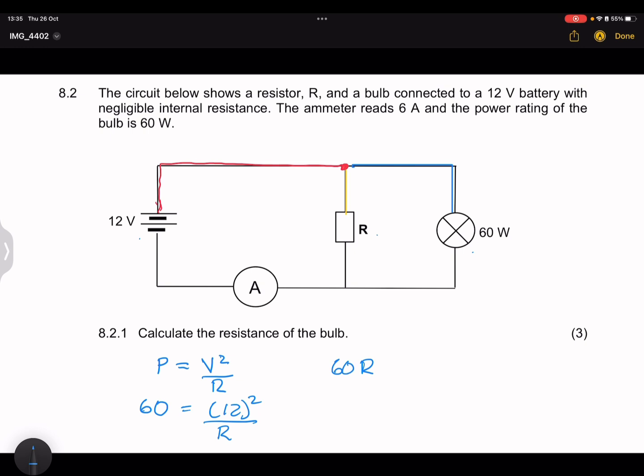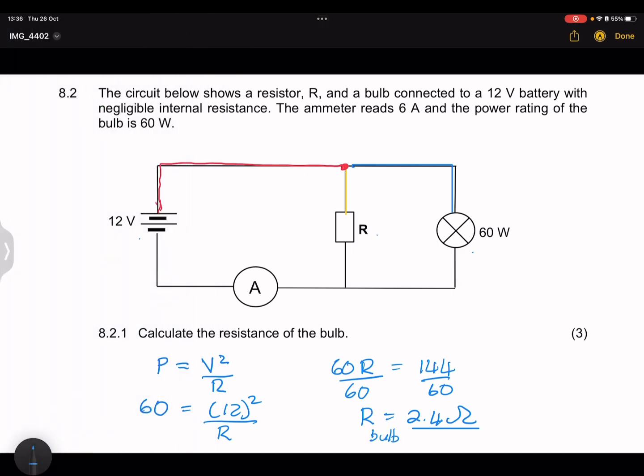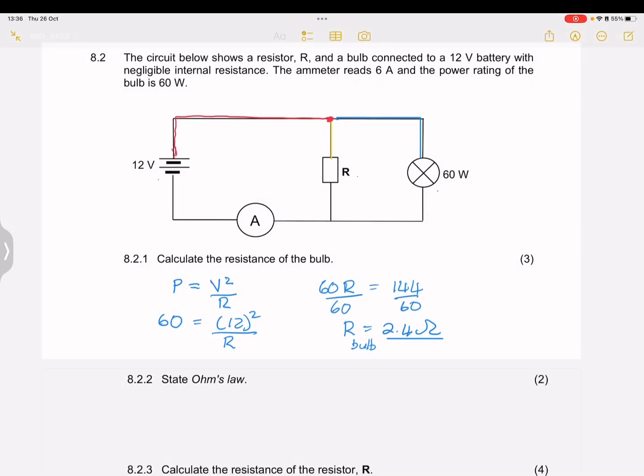So that's 60R is equal to 12 squared, which is 144. We can divide both sides by 60. That's 144 divided by 60, and that gives us 2.4 ohms. So our value for the resistance of the bulb is equal to 2.4 ohms.